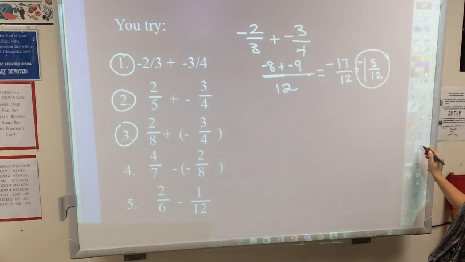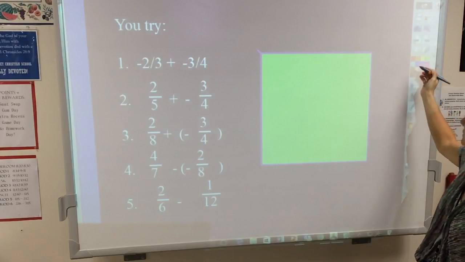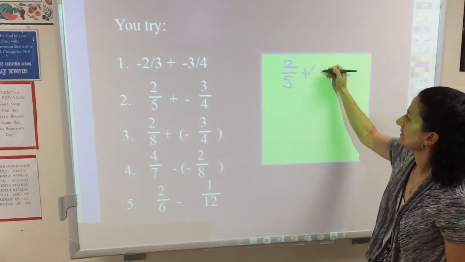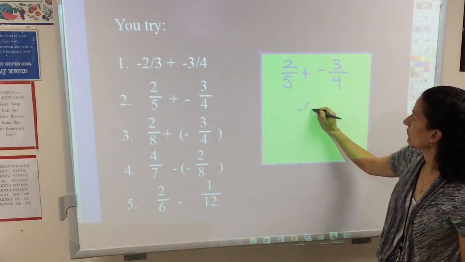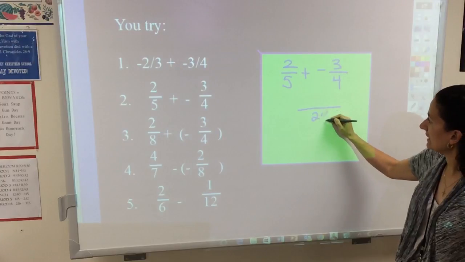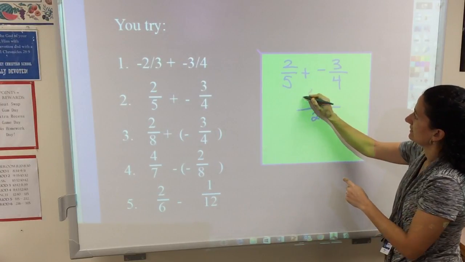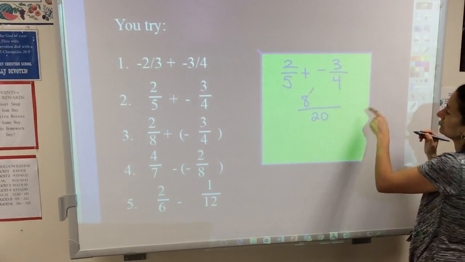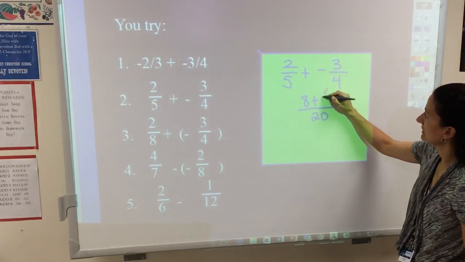Number 2, we write it right here, 2/5 plus negative 3/4. Okay, common denominator for 4 and 5 is 20. 5 times 4 is 20, so 2 times 4 is 8. 4 times 5 is 20, so 3 times 5 is 15. And bring down the plus, and this was negative.